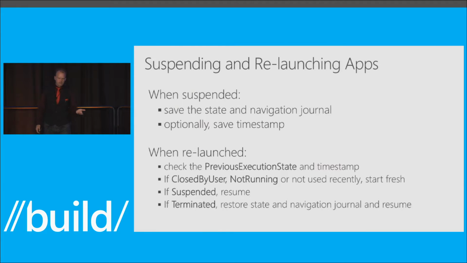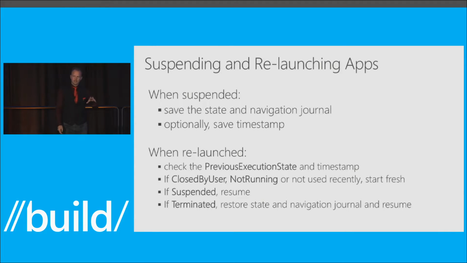So with that said, previous execution state is something you want to look at when you resume, to make sure that if the user has actually terminated your application for some reason, you should not resume them to where they left off. They took an active choice of closing your application. That means that they will most likely want to start from scratch, right? So that is closed by user.